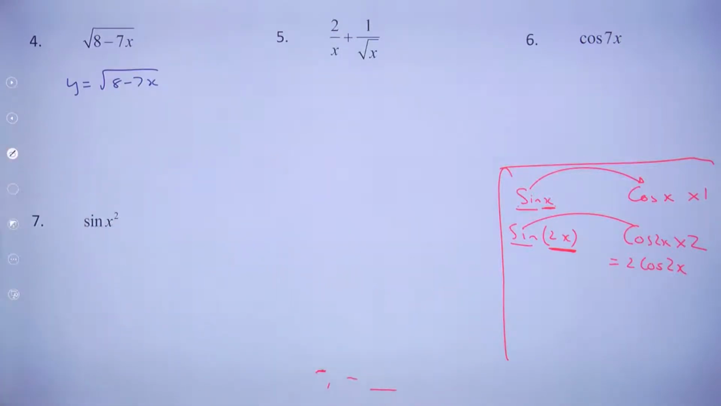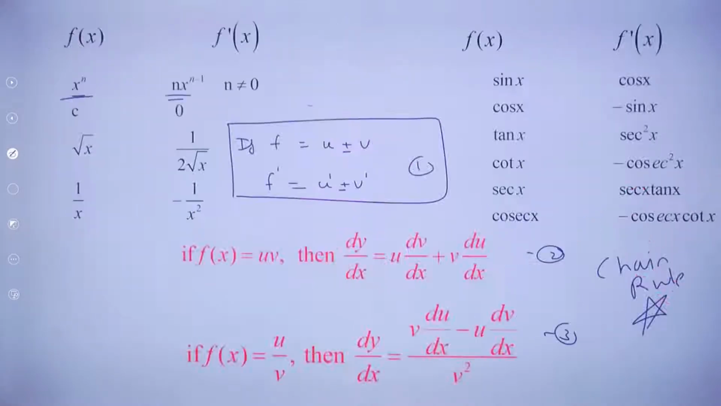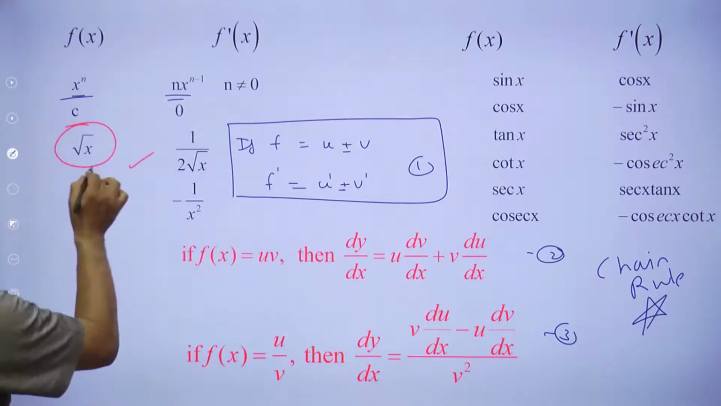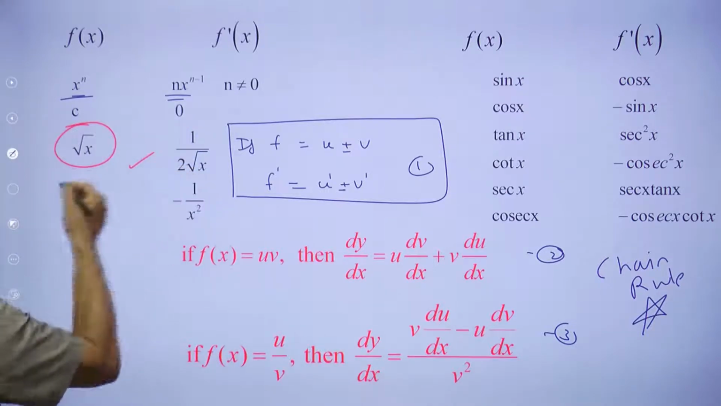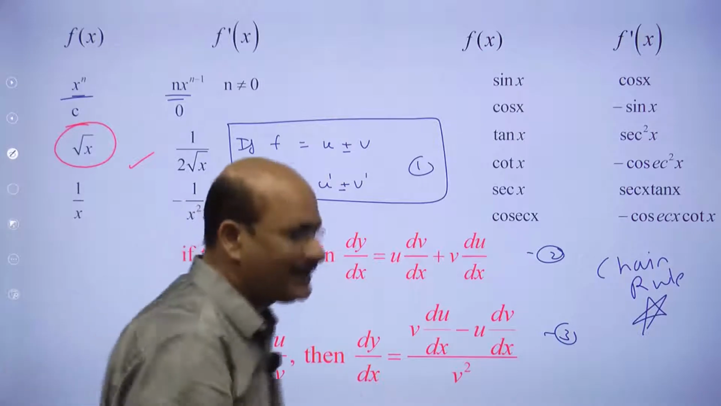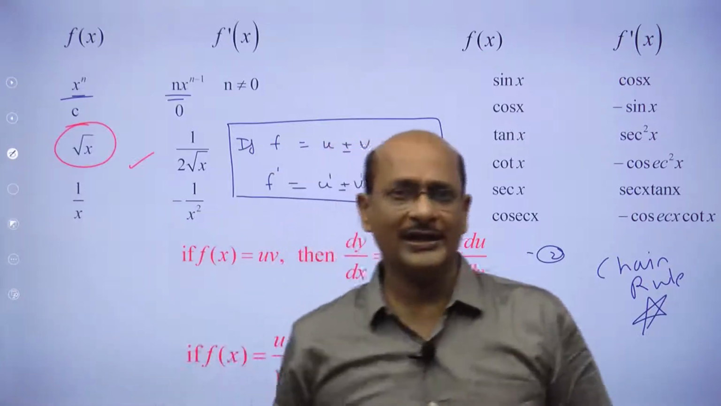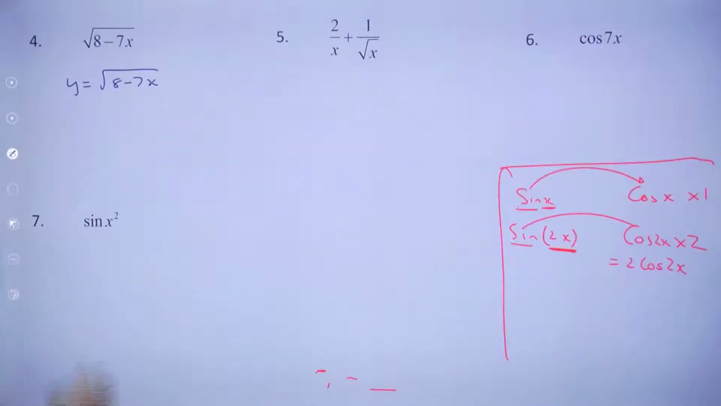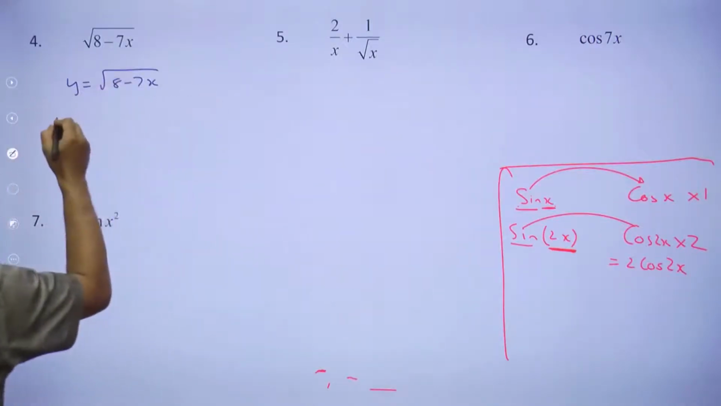So let us talk about this, root of 8 minus 7x. If you remember, what is the derivative of root of any function? It is 1 upon 2 root x. So the derivative of root of anything is 1 upon 2 root of that thing. The derivative of 1 upon something is minus 1 upon square of something. So understand the pattern like this. You have to learn it like that. Okay, so let us see this part clearly. Root of something, what is the derivative of root of something?